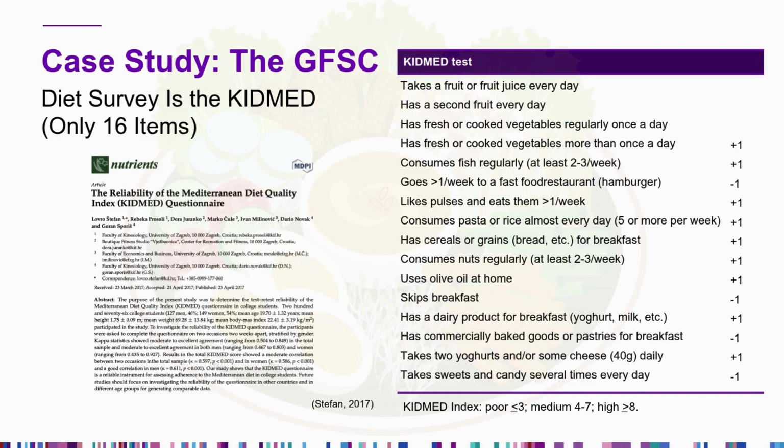The diet survey is called the KidMed Diet Questionnaire and consists of 16 diet questions. There are 4 questions that would be considered negative or unhealthy, and 12 that are considered positive or healthy. If a person answers yes, they are either scored a 1 or a -1 for the poor diet choices, and the total score represents the level of adherence to the Mediterranean style of eating, which is generally recognized as a healthy diet.